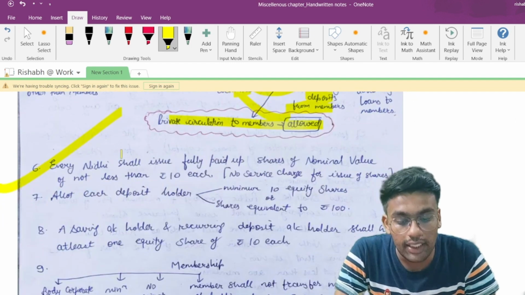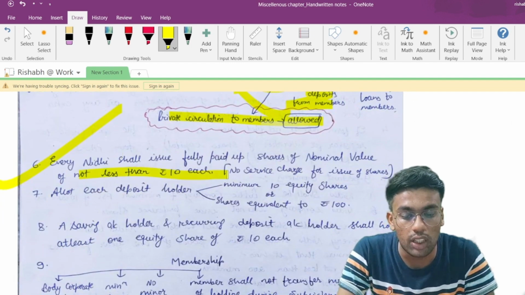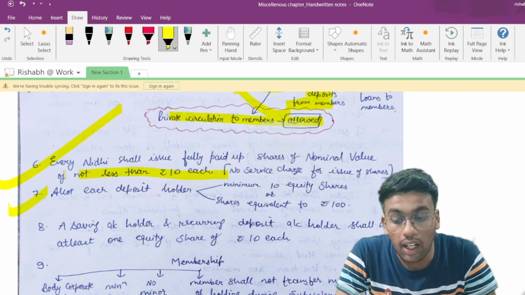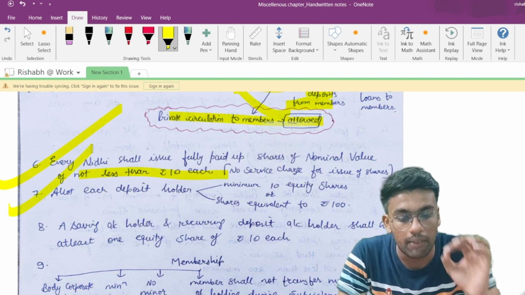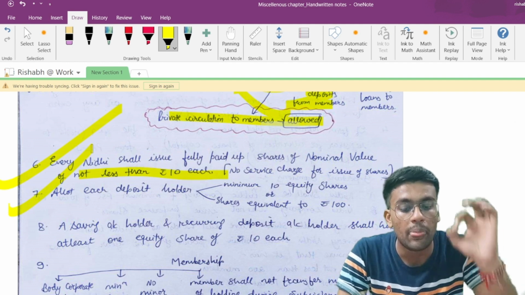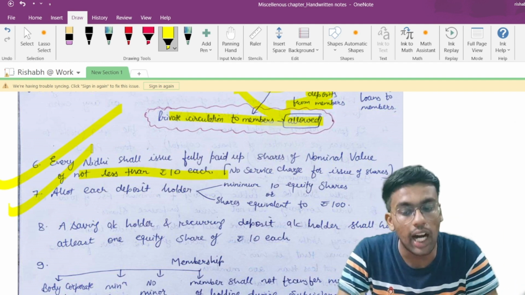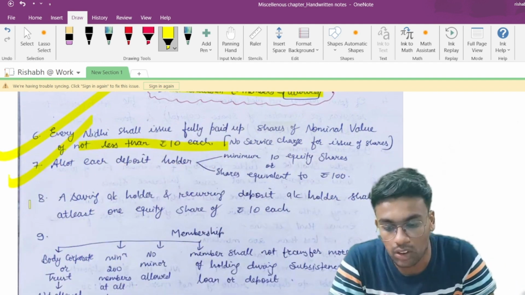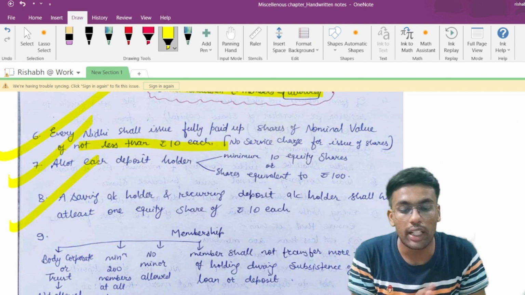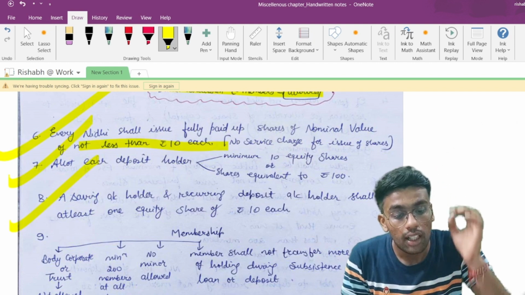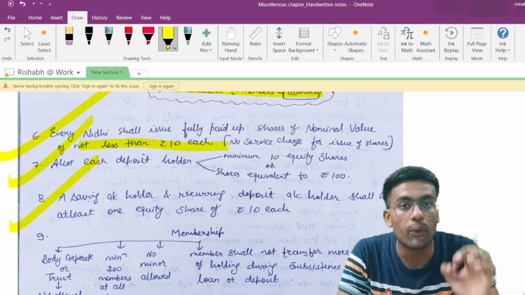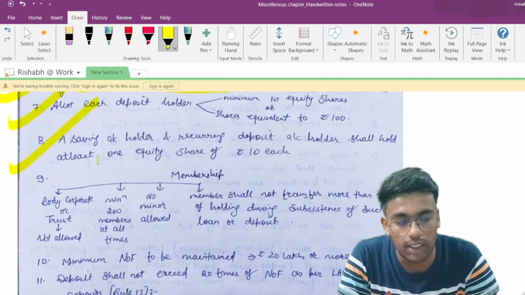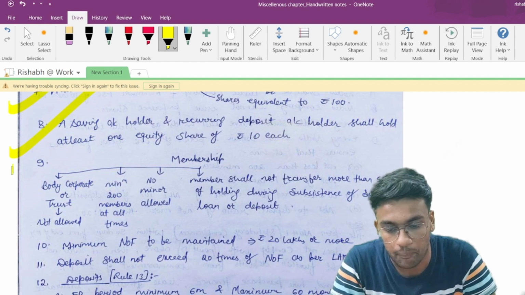Every Nidhi shall issue fully paid up shares of nominal value of not less than 10 rupees. Allotment of each deposit holder. Minimum 10 equity shares is to be allotted, or shares that is equivalent to 100 rupees are to be allotted to each deposit holder. Now, a saving account holder and a recurring deposit account holder shall hold at least one equity share of rupees 10 each. That means one share of 10 rupees is to be held by them.